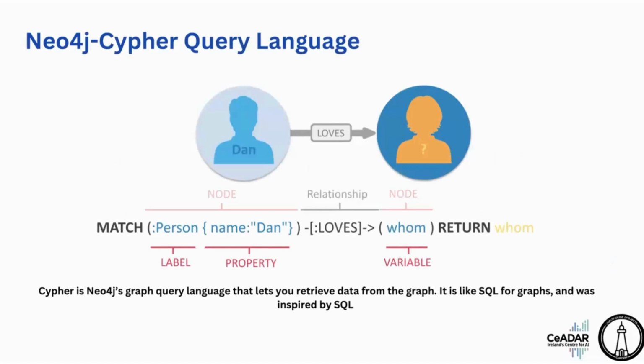So let's start with a Cypher query. The Neo4j Cypher query language lets you retrieve data from a graph. It's similar to the SQL query language, and it is basically inspired by SQL. We all know a relational database or a normal database requires SQL, a structured query language, to understand, retrieve and update our data. Similarly, in Neo4j, we have the Cypher query language. It is inspired by SQL.